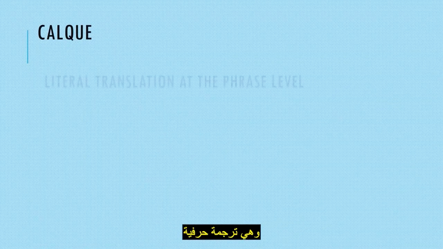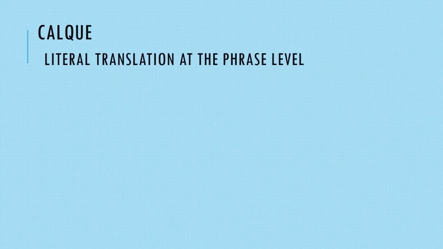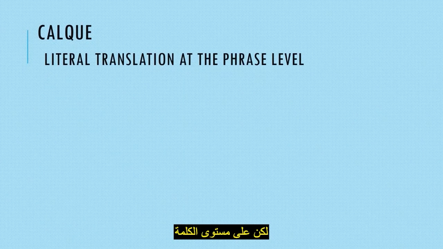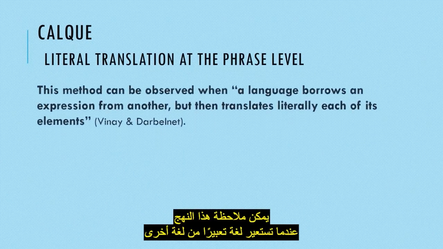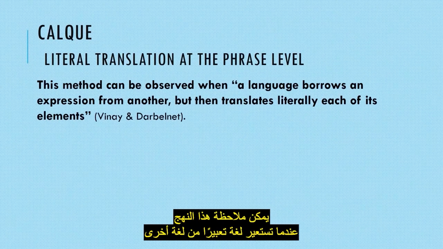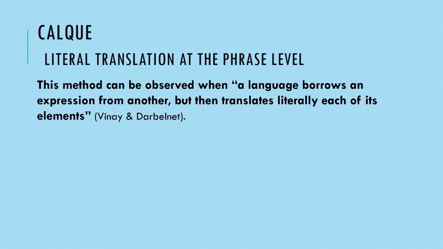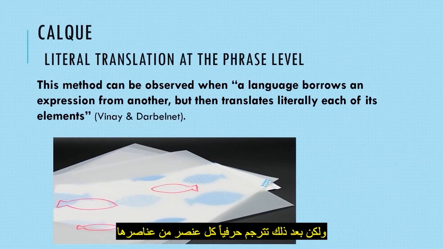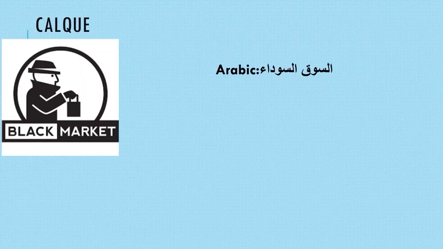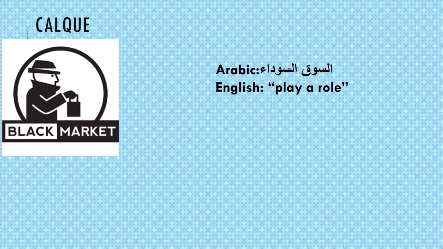Calque is a literal translation, but it's at phrase level. This method can be observed when a language borrows an expression from another, but then translates literally each of its elements. السوق السوداء, for example, black market. This expression is borrowed from English. Play a role. In Arabic, يلعب دورا.